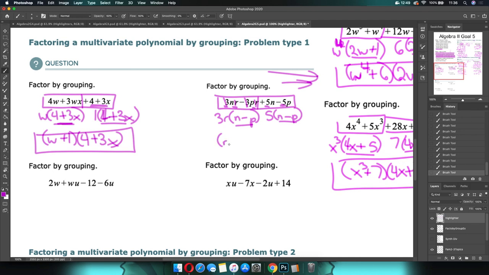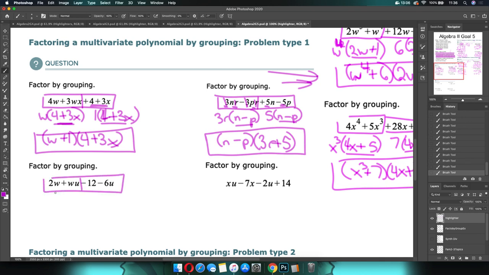We can have N minus P and then 3R plus 5. So it's the same old. Nothing has changed. It's a little bit more nuanced, but it's the exact same thing every time. That's what I'm trying to emphasize here. Take this one, break it down, cut it in half.